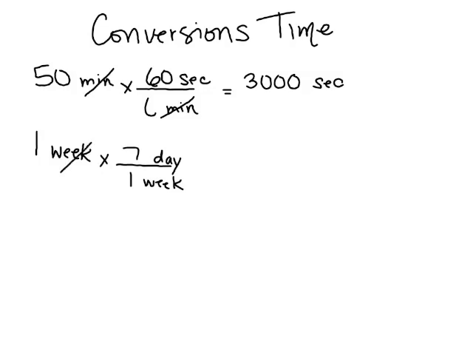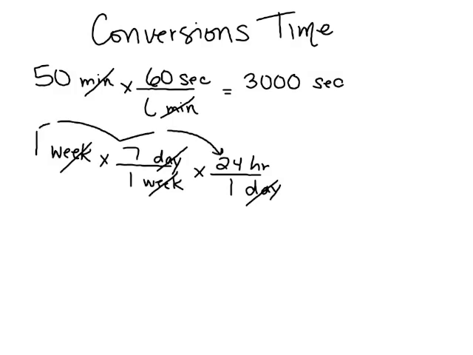Okay, now where do I go? Hours. So how do I go from days to hours? 24 hours, 1 day. So days cancel. So in fraction, 1 times 7 times 24 equals 168. And what's the unit I'm left with? Hours. 168 hours in a week.